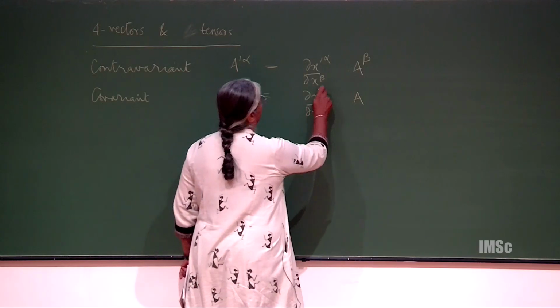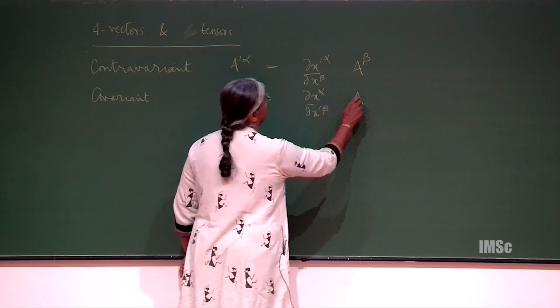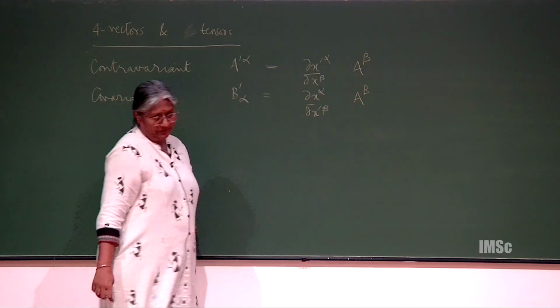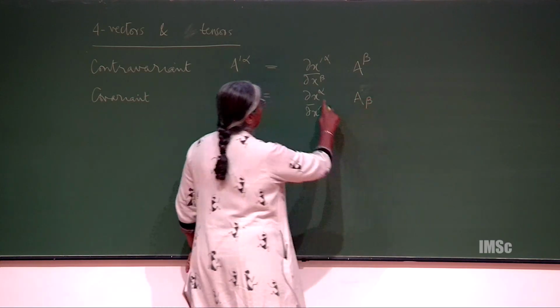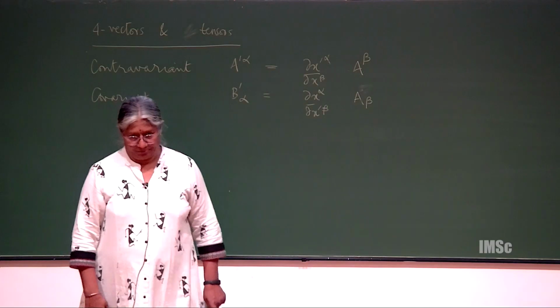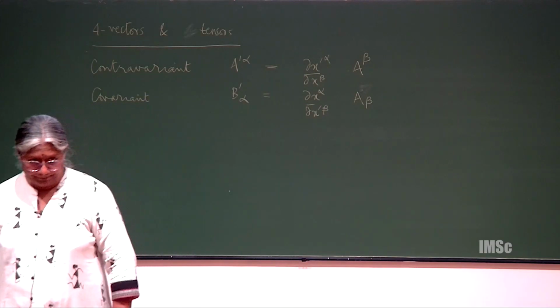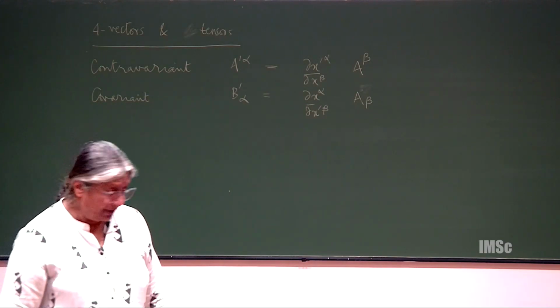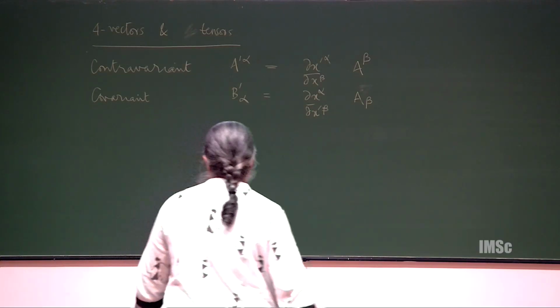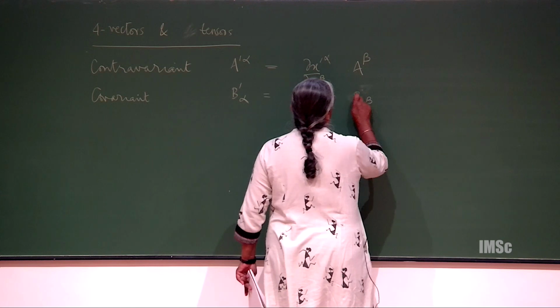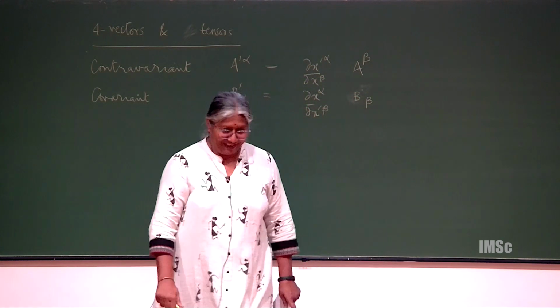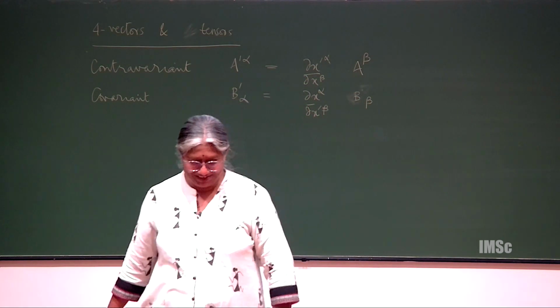So x is on the top, x prime comes below. The indices don't change, right? Beta is below. So alpha is on the top, beta is below. Oh, sorry, yeah, you're absolutely right. It has to be B beta. Thank you. There is no transformation that takes A to B, not a Lorentz transformation.